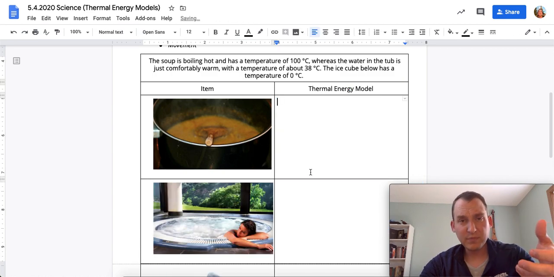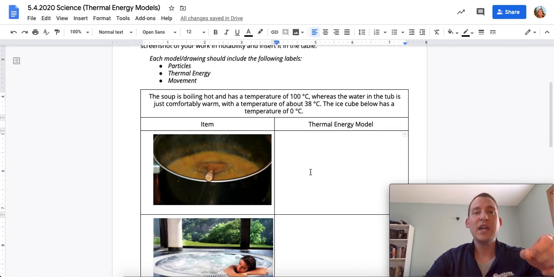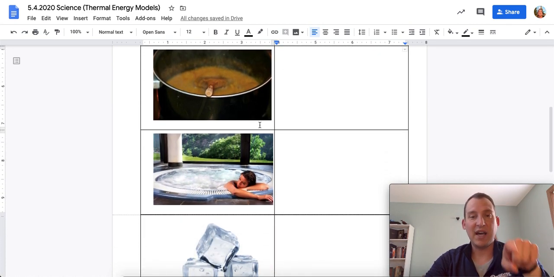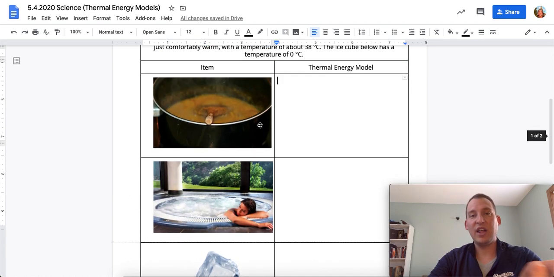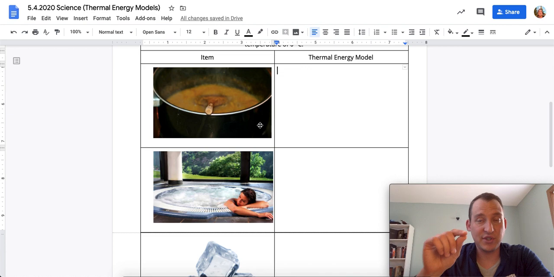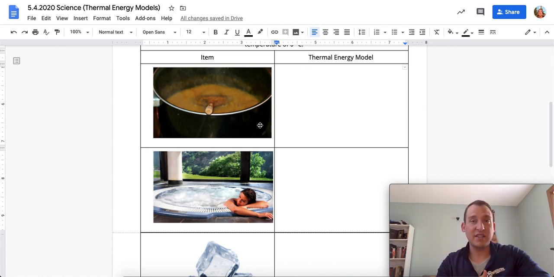That's what I would encourage you to use as the framework for your model. But you're still going to need to talk about how each of these things, the soup, the spa, and the ice, all have different amounts of thermal energy and how you can represent that with the particles. Remember, the soup is made up of millions of little tiny particles. It's not like you have one particle just floating around. Same thing with the other two options as well.